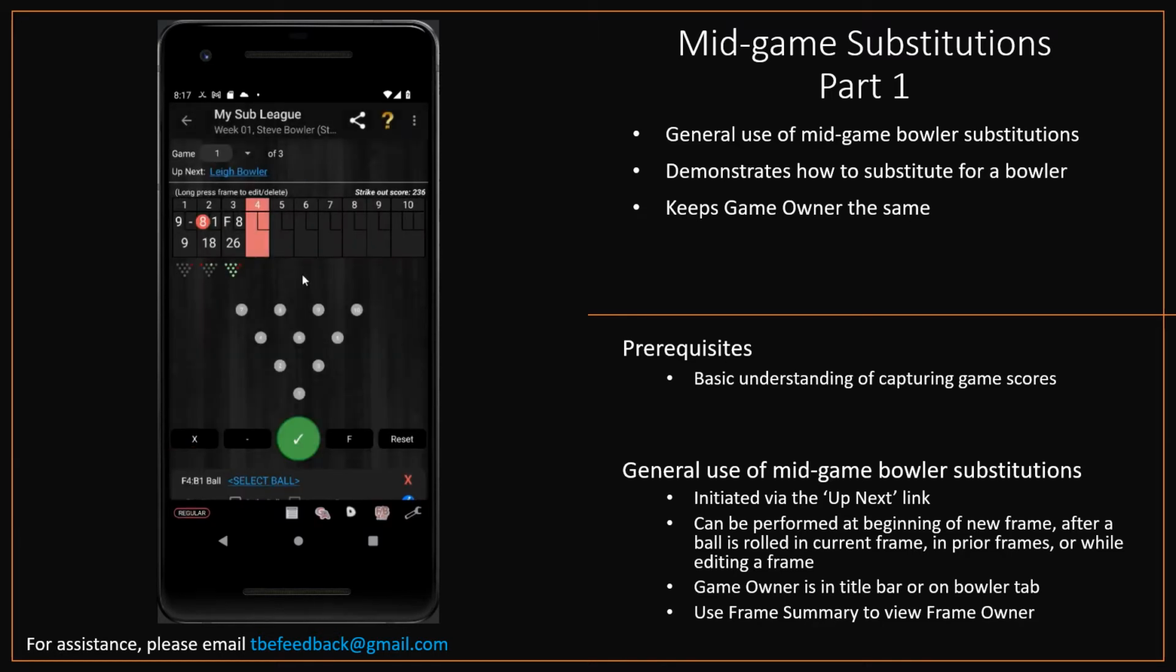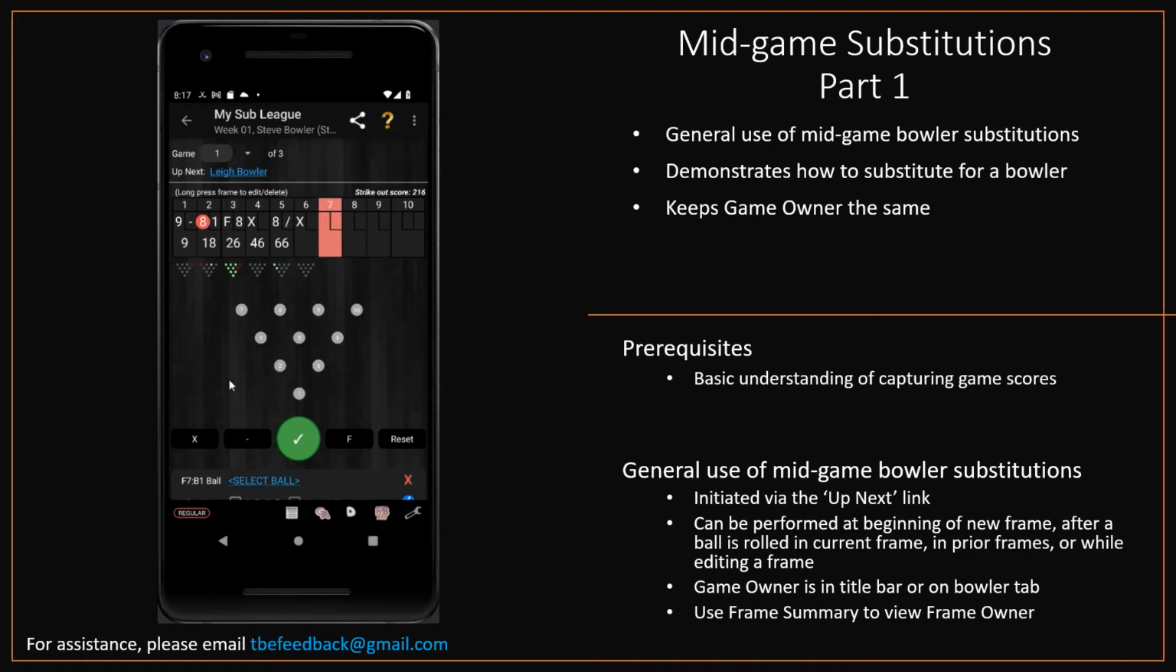Now, notice the up next link changed to Lee Bowler. So Lee will get credit for the next frame rolled. And also notice on the title, Steve is still the game owner. Okay, so let's roll a few more frames under Lee. Strike. Let's say she did a 4-7 and made the spare, and she threw another strike.